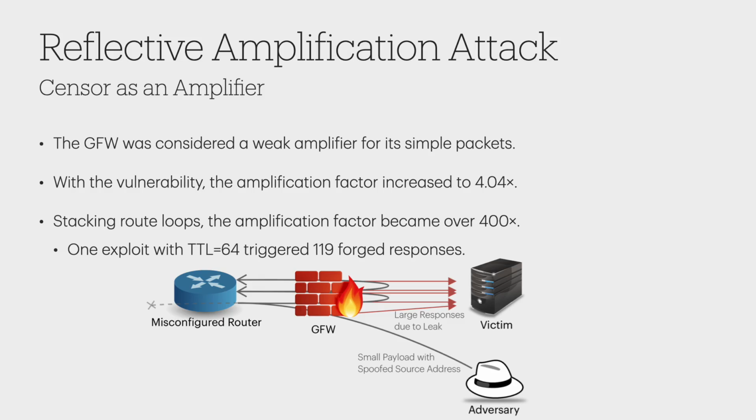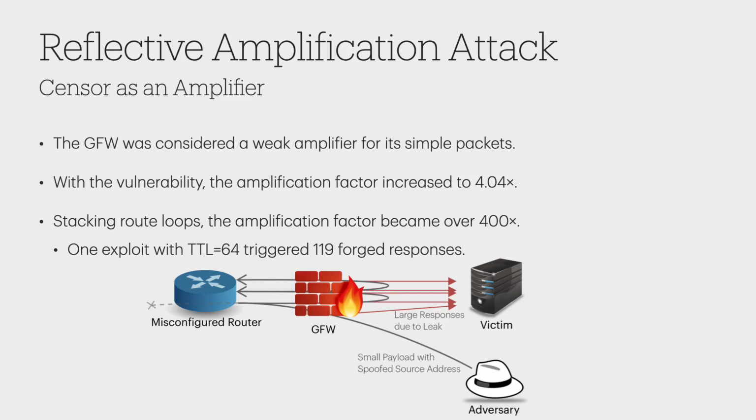The second attack is reflective amplification attack, using the sensor as an amplifier to launch DDoS attacks. In previous research, the Great Firewall was considered a weak amplifier because of its simple packets. However, with bleeding wall, the amplification factor could be increased to 4. If we stacked it with routing loops, the amplification factor became over 400.